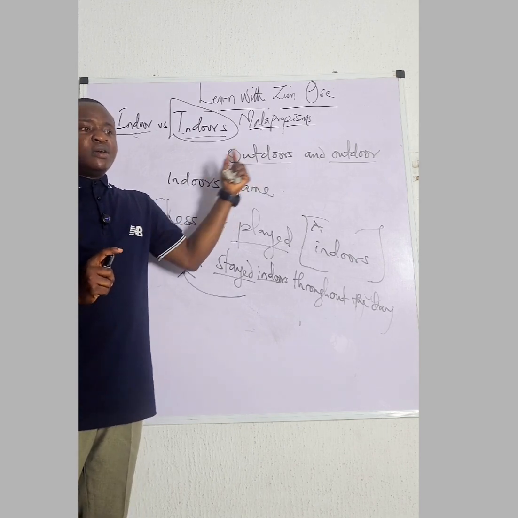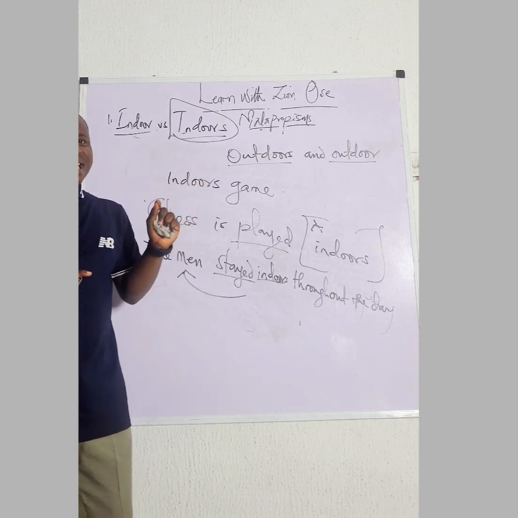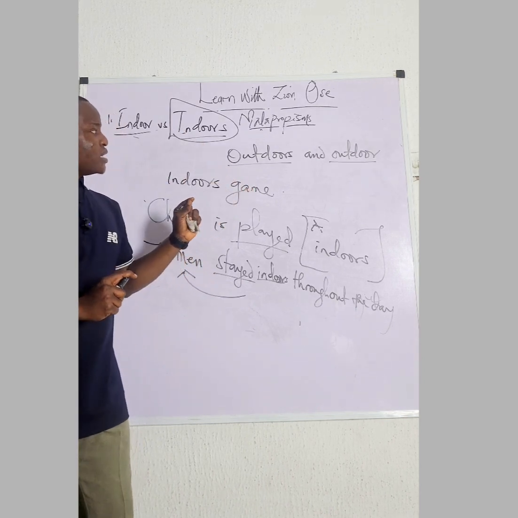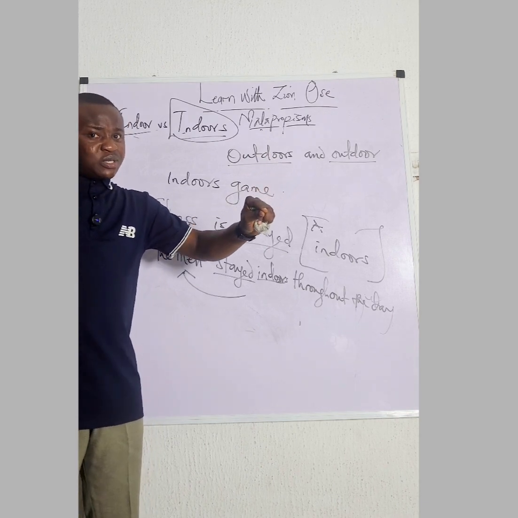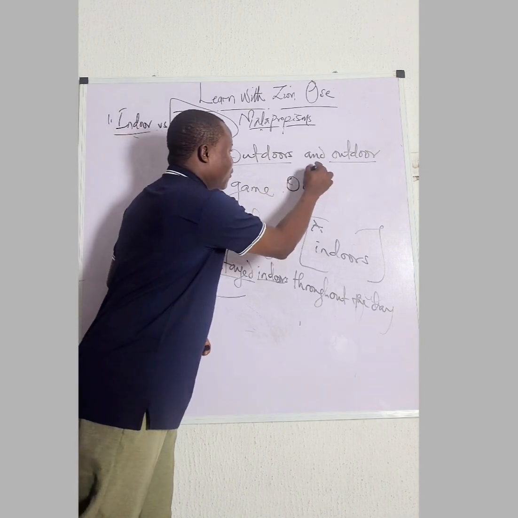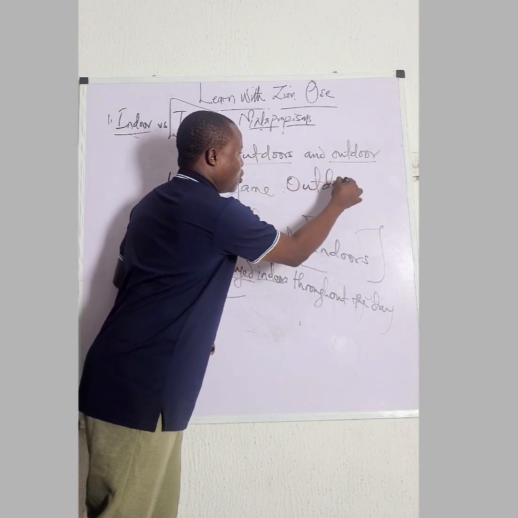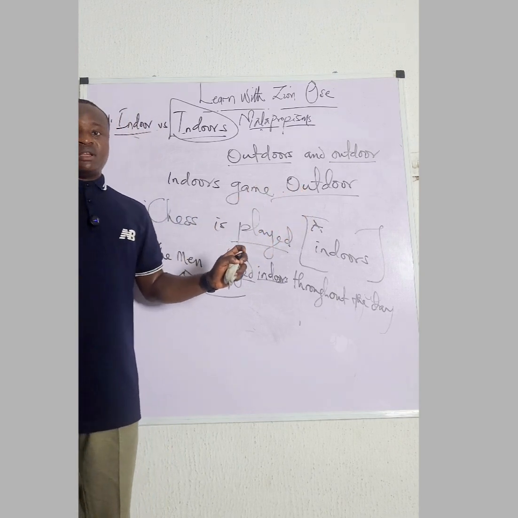But if I say football is an dash sport, so we are describing sport, not where it is played. We are describing sport as a word itself. So we'll say football is an outdoor sport. So we use an adjective. I believe that is clear.